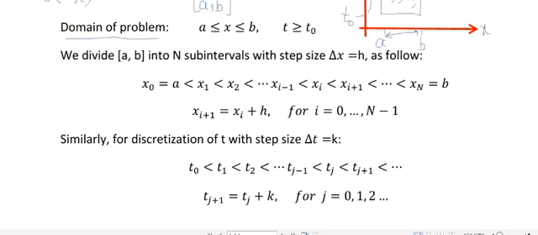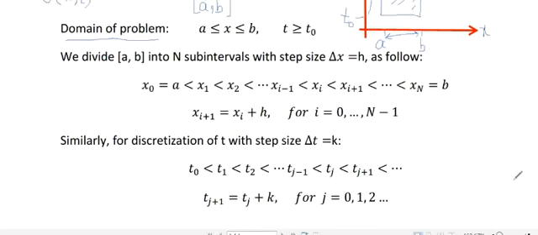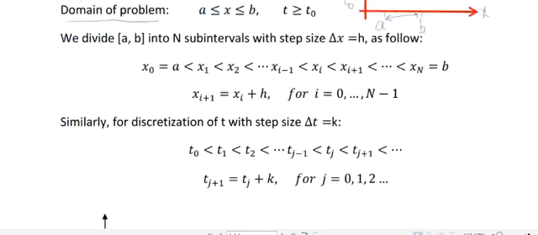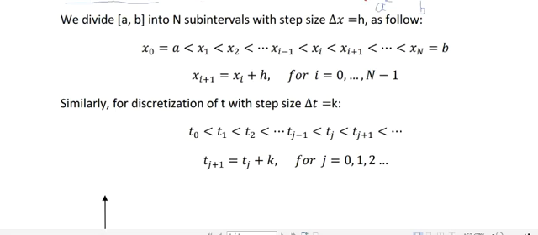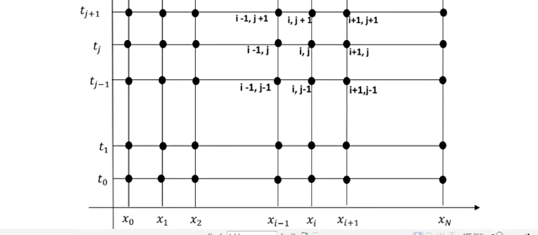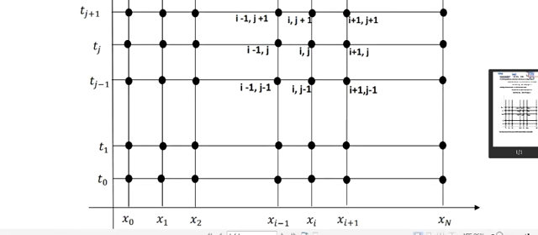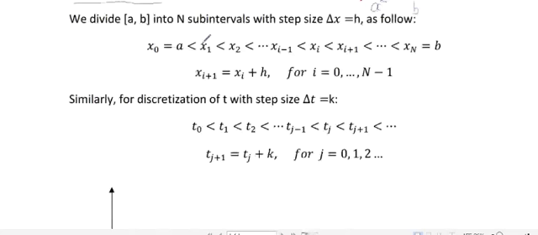Okay? For discretization of x and t, for this purpose, please see this diagram. We divide the interval from a to b into n subintervals with a step size delta x equal to h. We divide interval AB into n subintervals with a step size delta x equal to h.